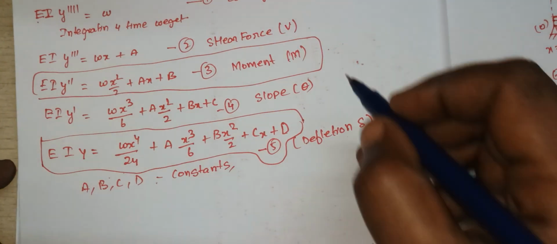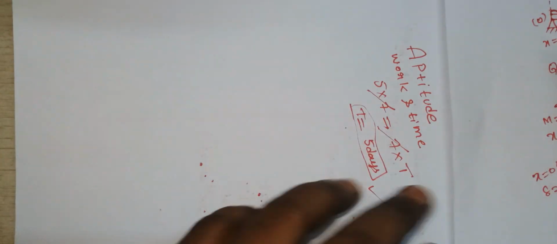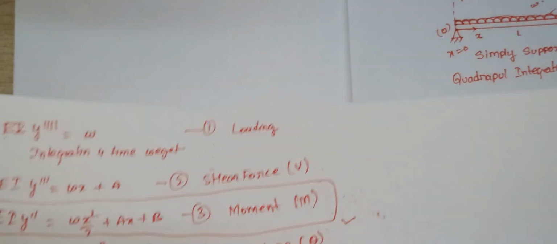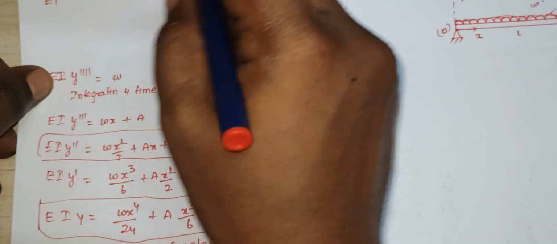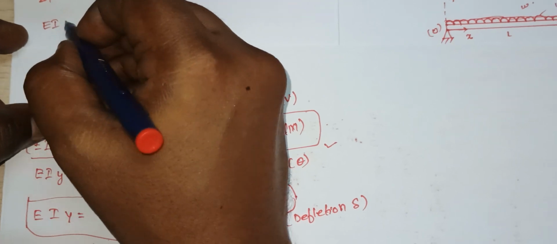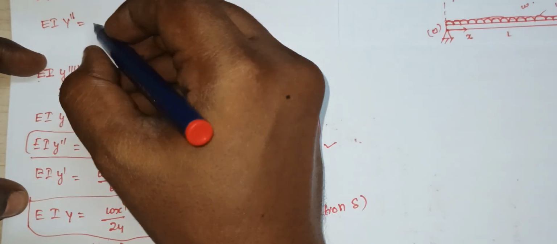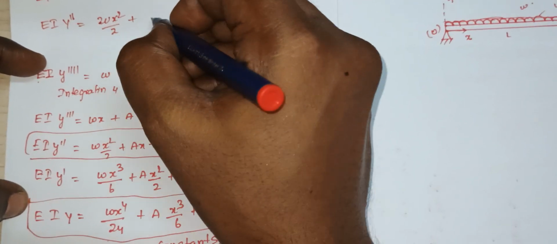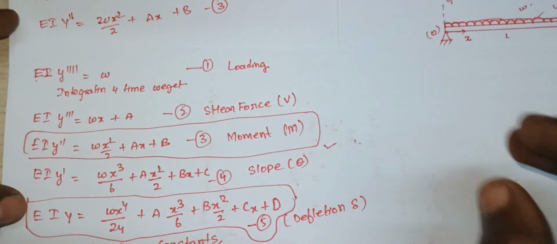So let's take the moment equation first. I will write the moment equation as it is. E I y double dash, I'm writing only the moment equation, is equal to W x square by 2 plus a x plus b, that is equation 3.